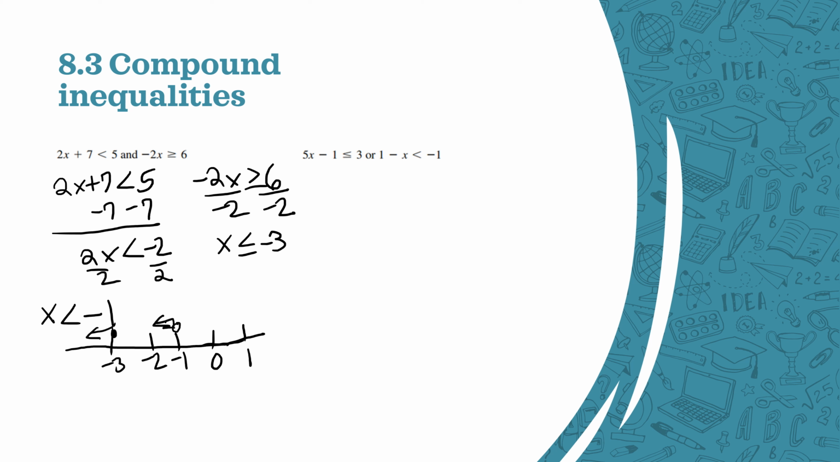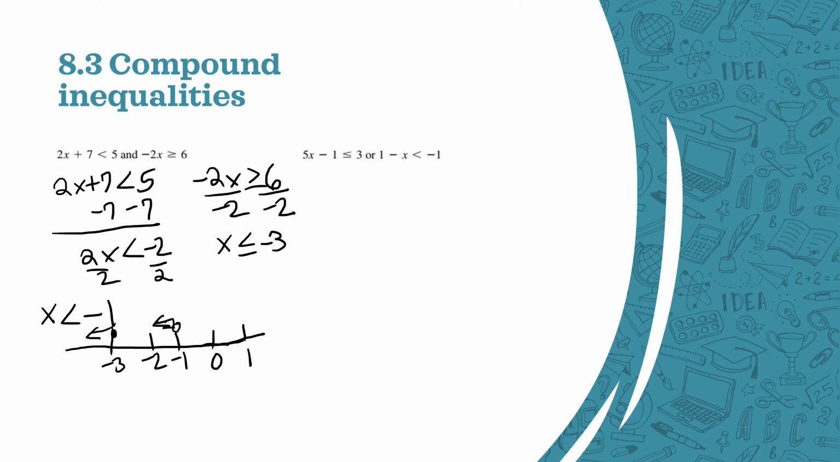So it can't just be one. For instance, say I pick a point inside of here, between these two. Say I pick negative 2 for x. If I plug in negative 2 for x here, I get 2 times negative 2, which is negative 4, plus 7 is 3. 3 is less than 5. That works. Now if I take negative 2 again for x and plug it in here, negative 2 times negative 2 is 4, but 4 is not greater than or equal to 6. So it can't be anything in here.